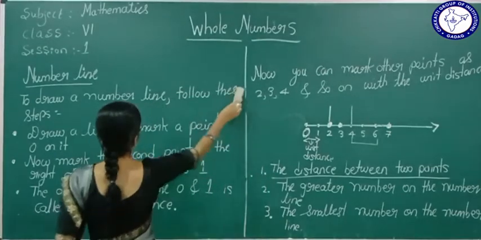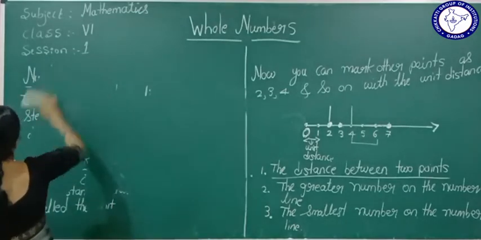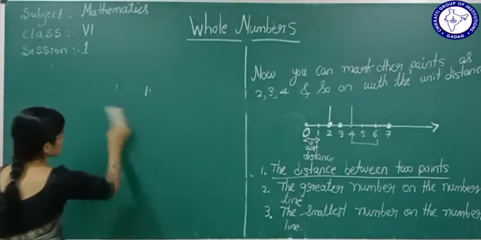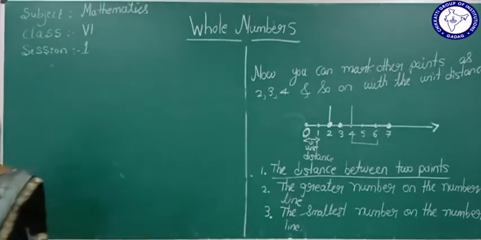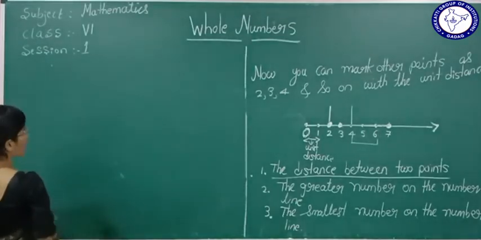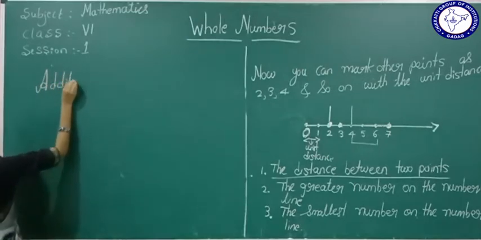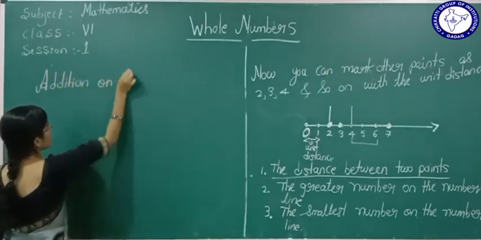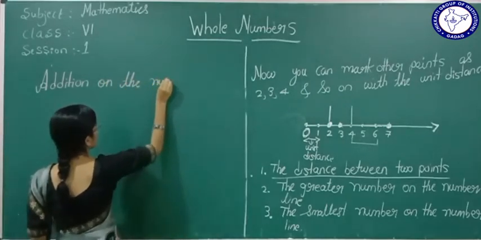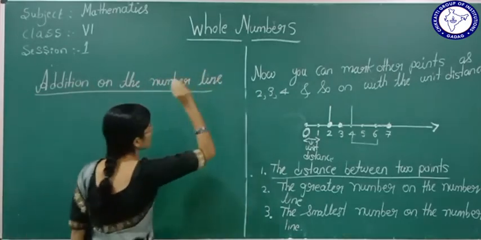Okay. So now we will see how to do addition, subtraction and multiplication on the number line. You come to know now what is a number line. Now we will see how to do addition on the number line. How to do addition on the number line?